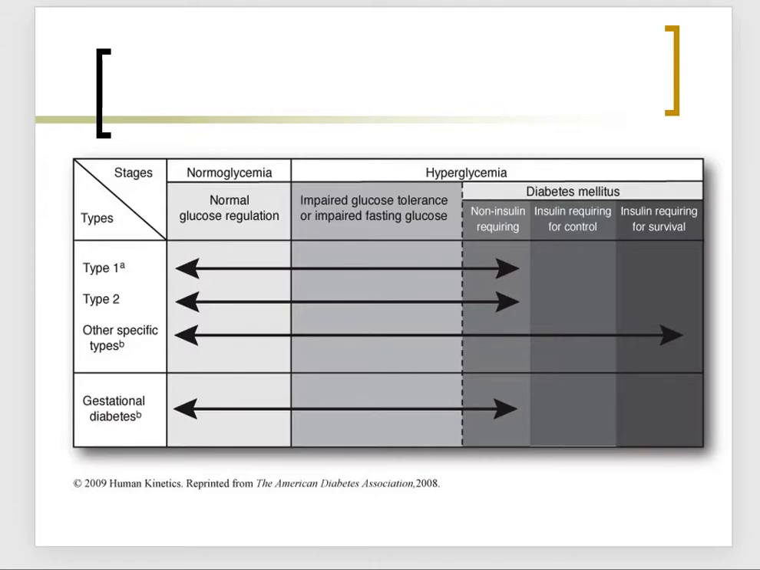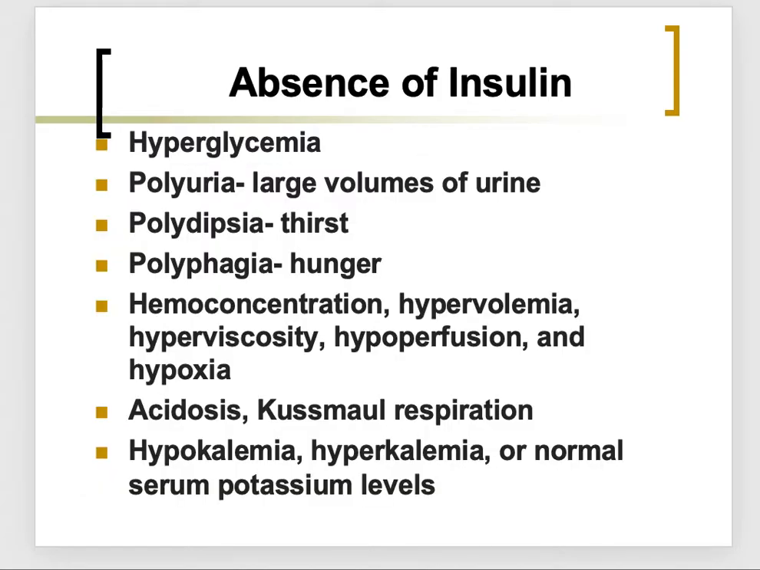So this is a nice table that compares the types of diabetes with glycemia. Normal glycemic, hyperglycemic. So what you're noticing is, right, non-insulin requiring, do you require insulin? What are the differences? And this will make more sense as we go through the lectures and we come back to this table. So when your body does not have insulin, we end up in a state of too much glucose. It's called hyperglycemia. Some of the common symptoms that people complain of is polyuria, large volumes of urine.